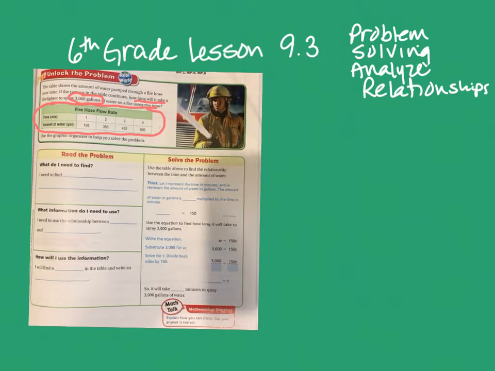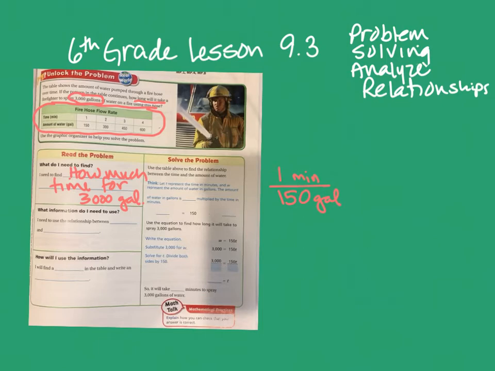And that's the first thing they tell us to do. What do I need to find out? We underlined it. We need to find out how much time for 3,000 gallons. Let's break down what we know. We do know that 1 minute gives us 150 gallons. So let's make that a ratio: 1 minute gives us 150 gallons.